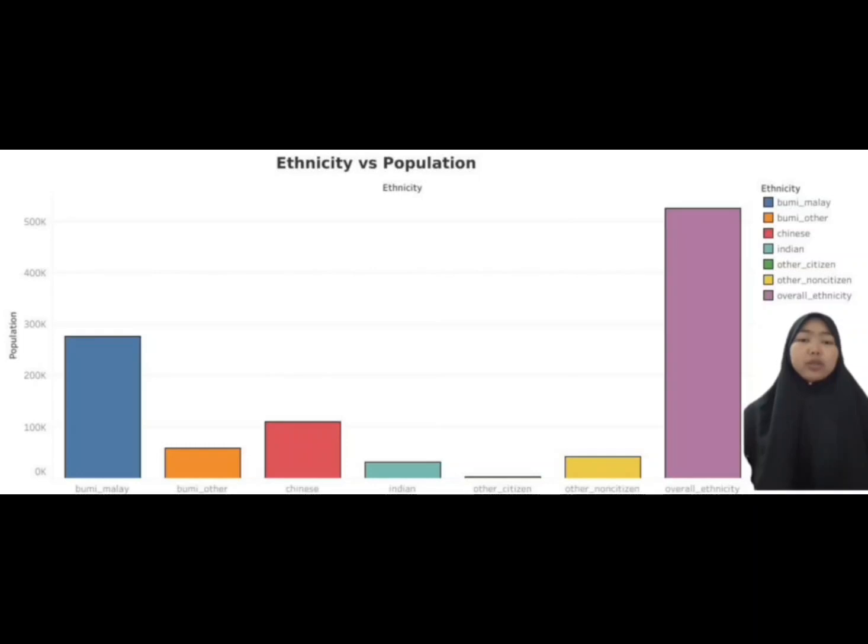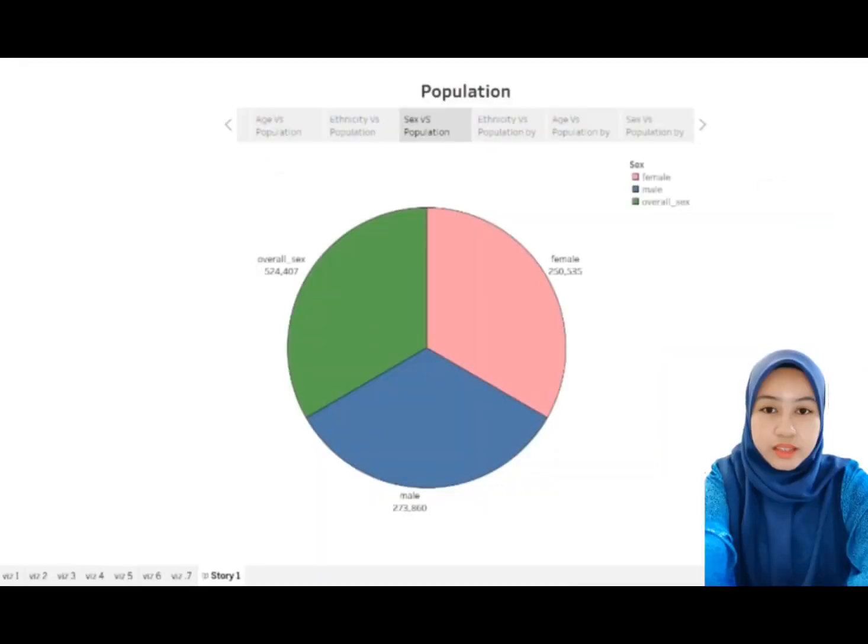59,127 members and accounts for a sizable portion of the population, comes in close third. With 42,856 members, the other non-citizen category holds the fourth position. With 3,235 members, the Indian ethnic group is the smallest in this ranking, but contributes diversity and richness to Malaysian culture. With 524,405, the total number of ethnic groups combined provides a complete picture of Malaysia's population. This figure emphasizes the unity in diversity that defines Malaysia by capturing the complex interaction between diverse cultures and backgrounds. Next, for visual 4, the pie chart illustrates the distribution of the population by gender, males and females.